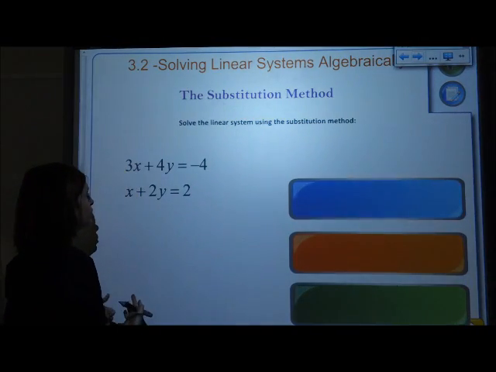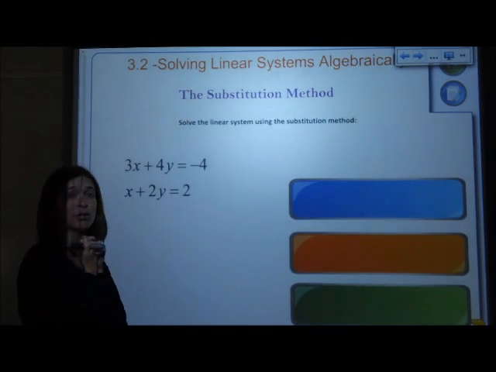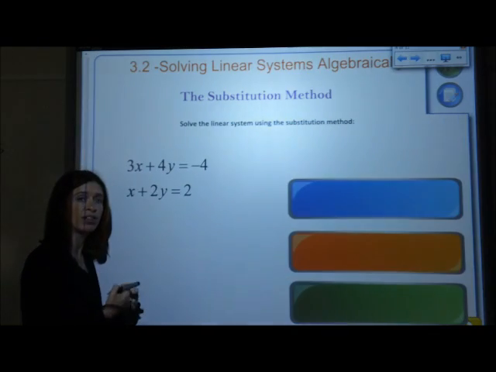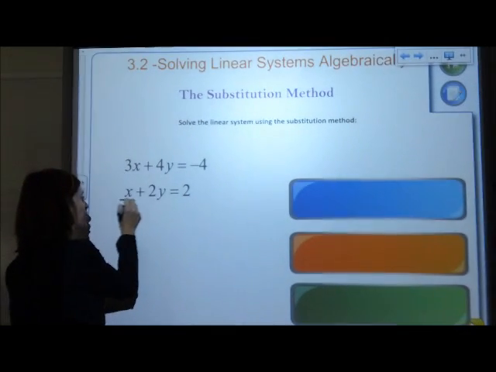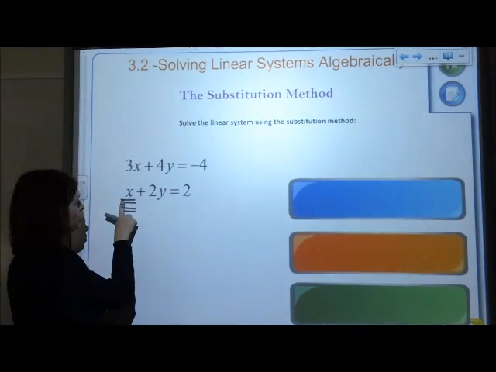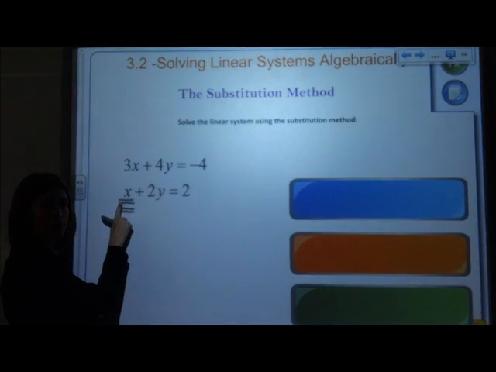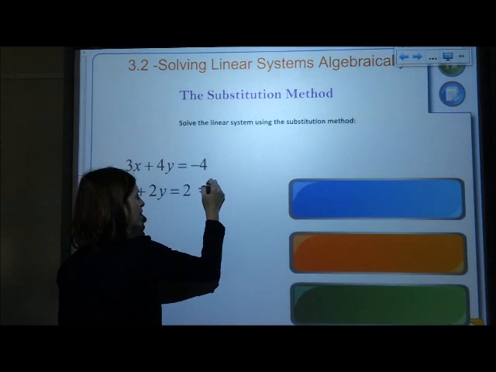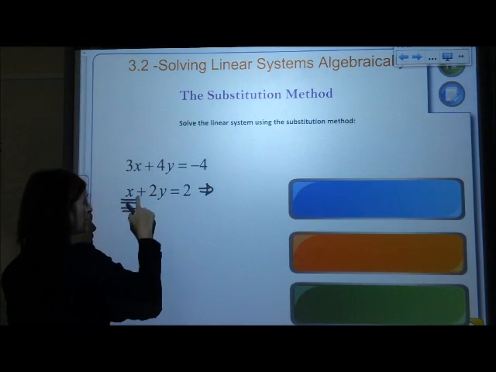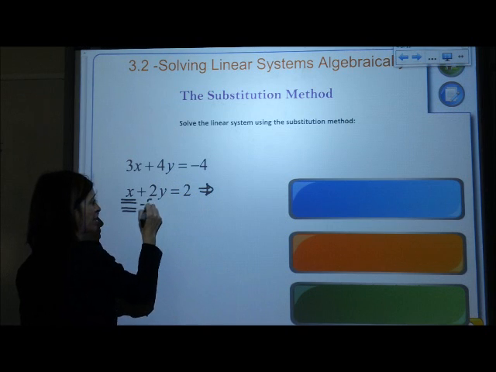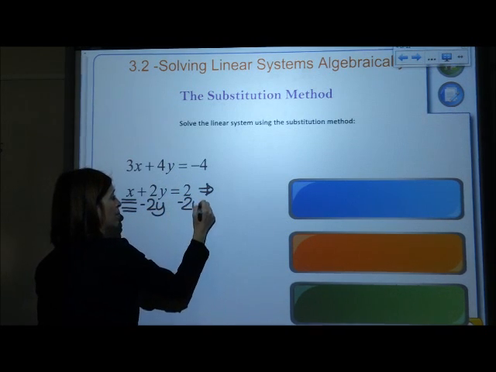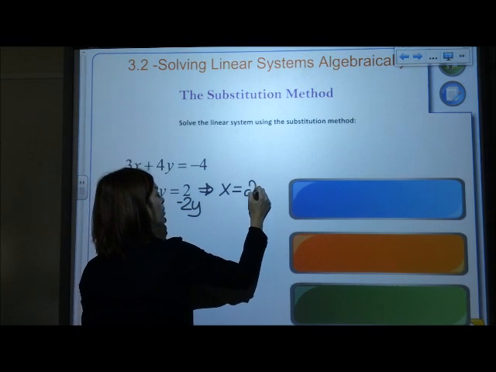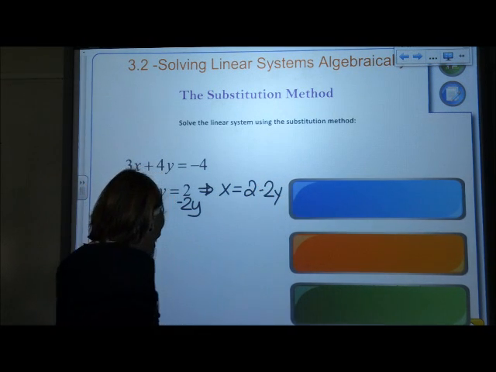So the first thing that you would do is you look at your two equations and you have to decide which variable you should solve for. My suggestion is to always solve for the variable that has a coefficient of 1. Do you notice that that x has a coefficient of 1? All right, so I'm going to solve for x in this equation, and I'm going to be as neat as I can. So if I solve for x, that means subtract 2y to the other side. And I'm going to rewrite my new equation over here. x equals 2 minus 2y.